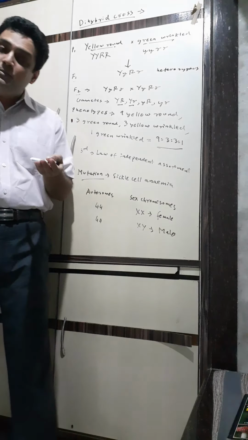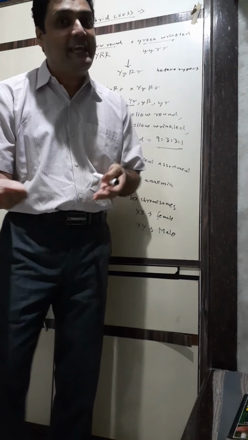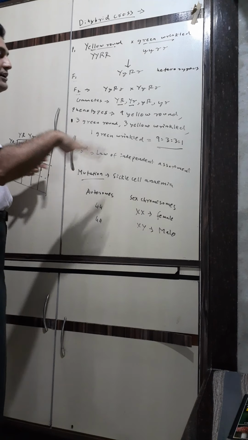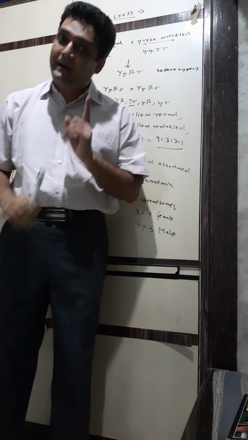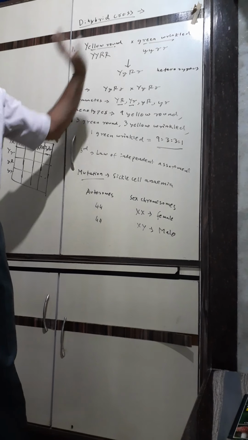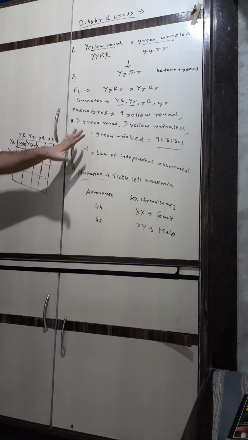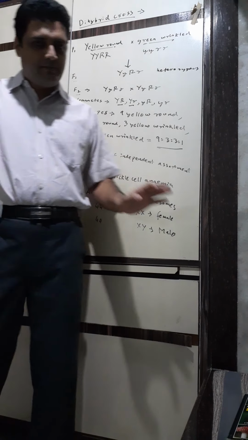So the distribution of characters in one pair is independent of the other. The distribution of this character is independent of this. Therefore you got a different combination altogether. You got green and round, yellow and wrinkled. So remember, this is the law of independent assortment, only applicable in a dihybrid cross. I hope you all have understood. The genotypic ratio is not in your syllabus for this, so don't bother to do it.